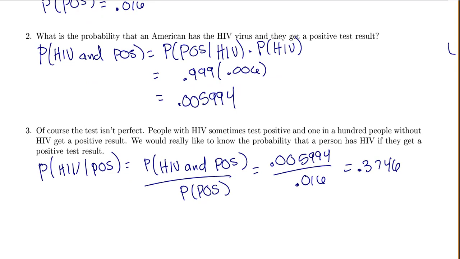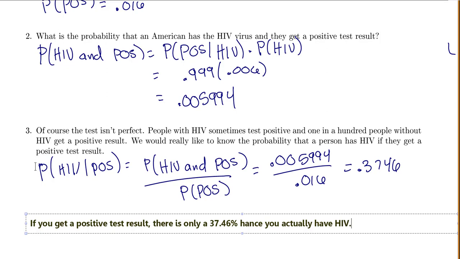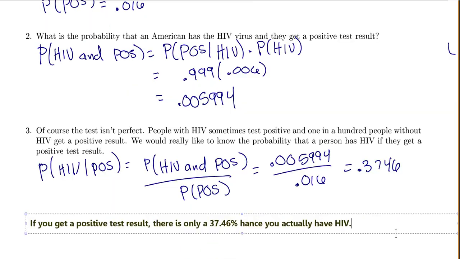So that means for this specific test, if you get a positive test result, there is only a 37.46% chance you actually have HIV, which seems kind of low. Sometimes this happens with diagnostic tests, and it's interesting to look at this kind of reverse conditional probability. So up here, the probability that you get a positive if you have HIV was really high, but the probability that you got a test result and you actually have HIV, which is what you'd be more interested in, is quite a bit lower.